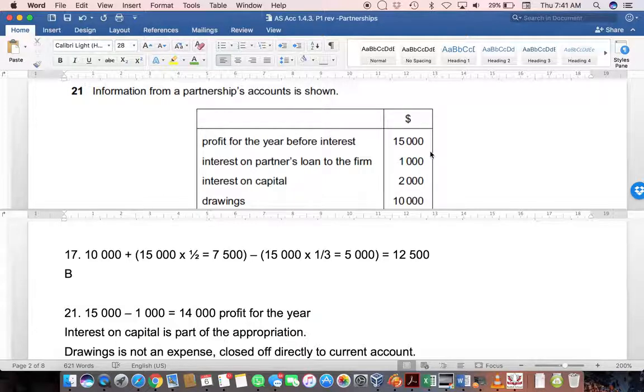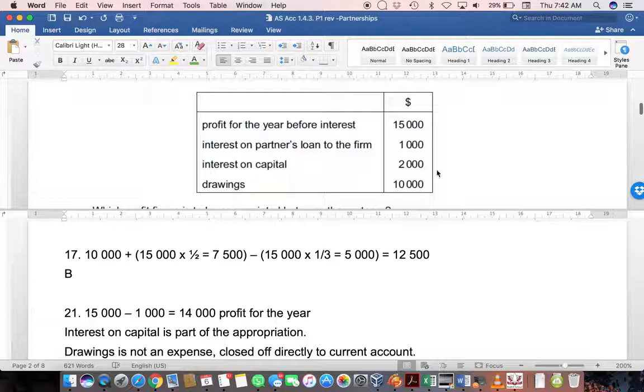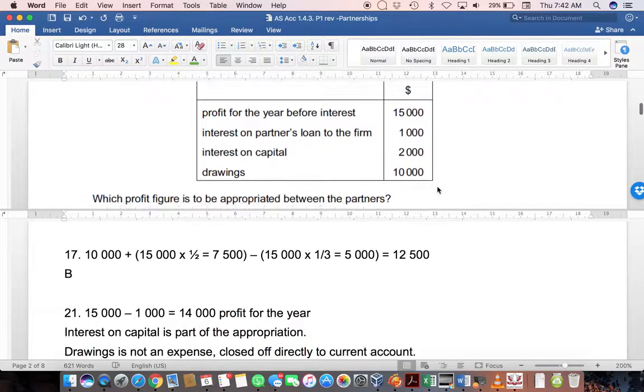So to work out the profit for the year, it would be this 15,000 minus 1,000, and the profit for the year would actually be 14,000. The 14,000 would then be shown to the appropriation account. So it's at this point that you would then create the appropriation account. And in the appropriation account, you would allocate interest on capital of 2,000. And then the remaining 12,000 would be divided between the profits. Drawings of 10,000, however, doesn't actually come into the appropriation or the statement of income at all, as it is closed off to the current account directly.